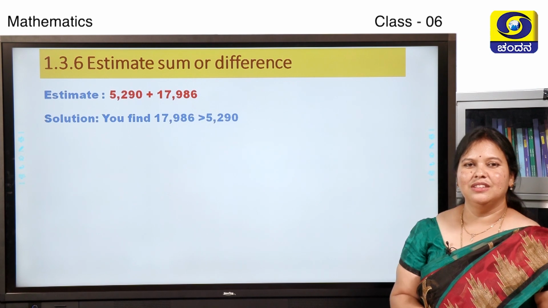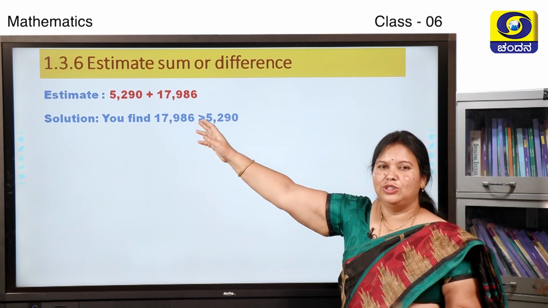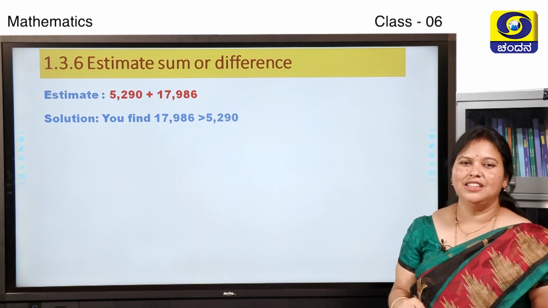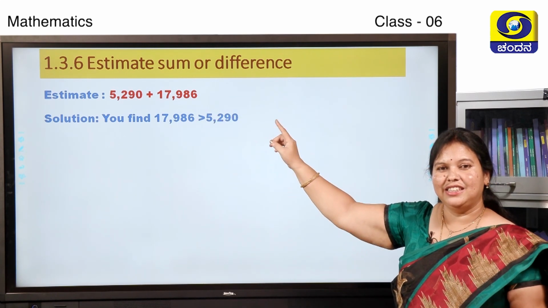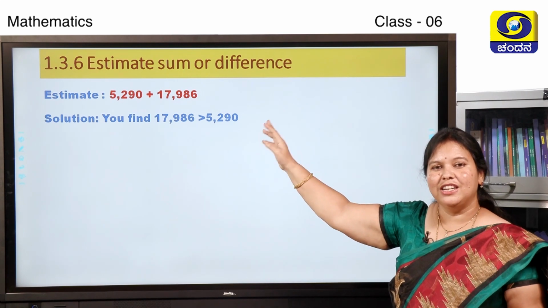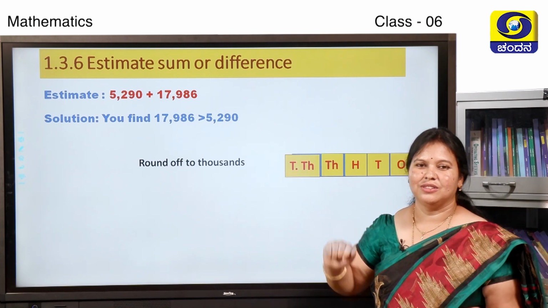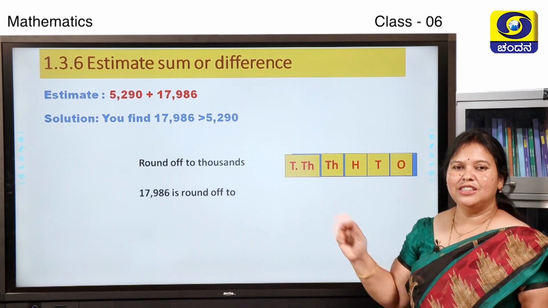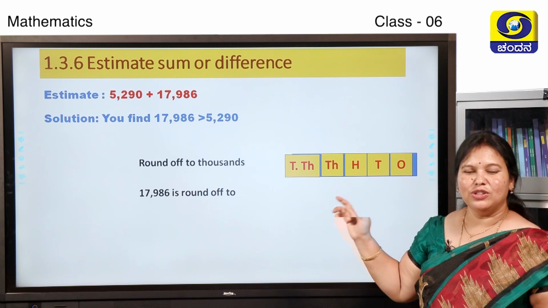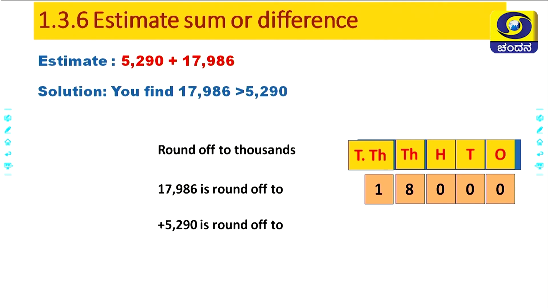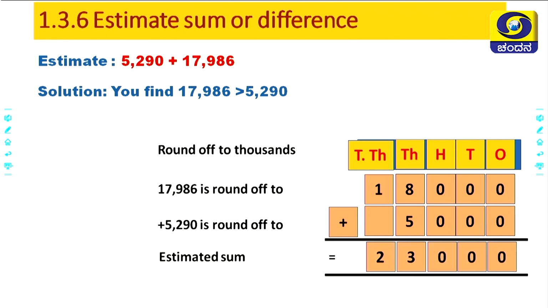Now, let us learn to estimate sum or difference. For example, estimate 5,290 plus 17,986. See here, 17,986 is greater than 5,290. So, we have to estimate these numbers. 17,986 is rounded off to 18,000 and 5,290 is rounded off to 5,000. So, by adding these two we get 23,000.